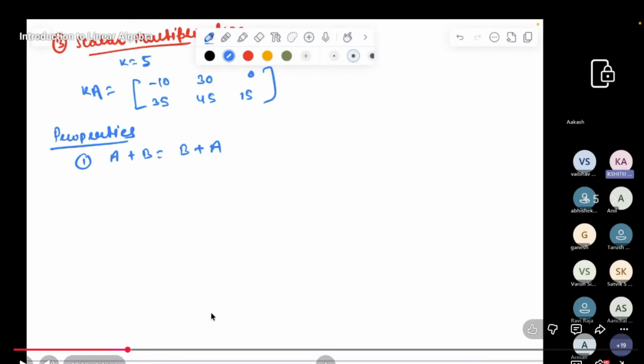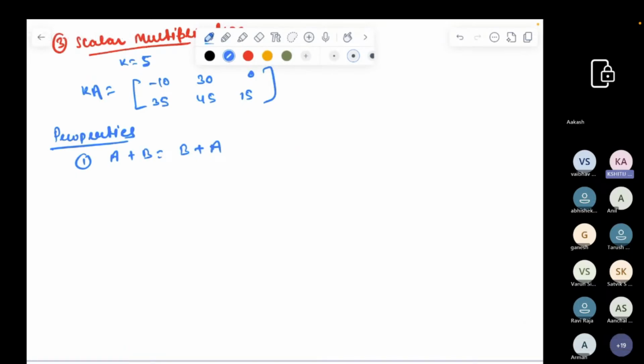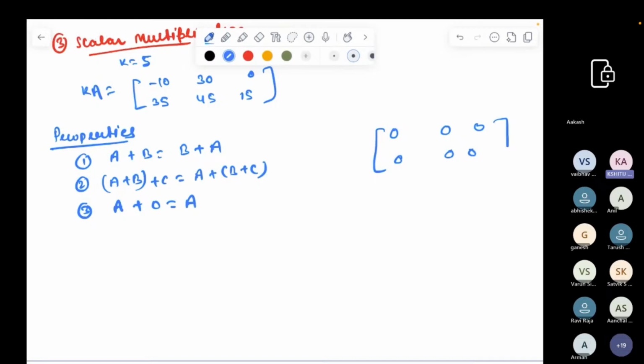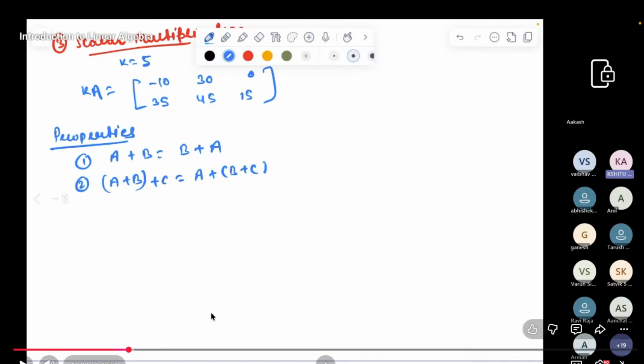So we will just look at the properties. Yeah, we can just do it in any way. These are normal algebraic properties, it's nothing much. Wait, I have to understand this property.